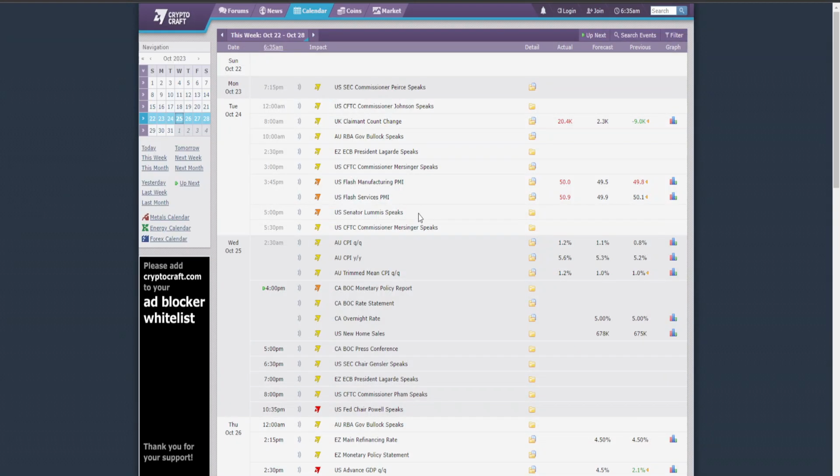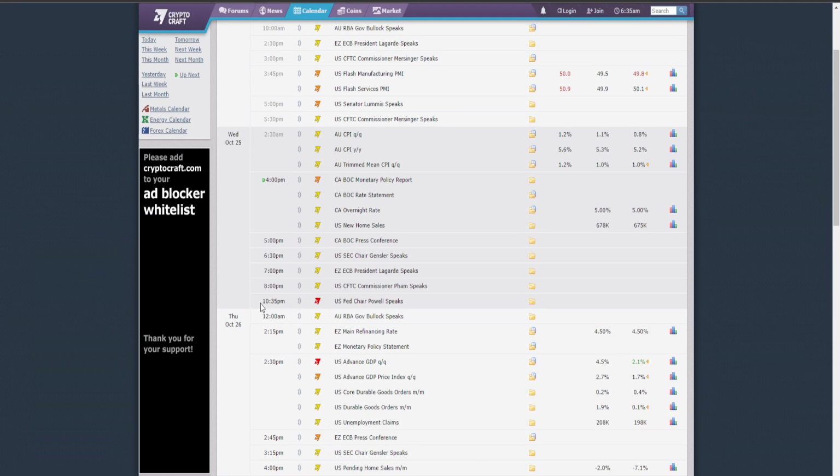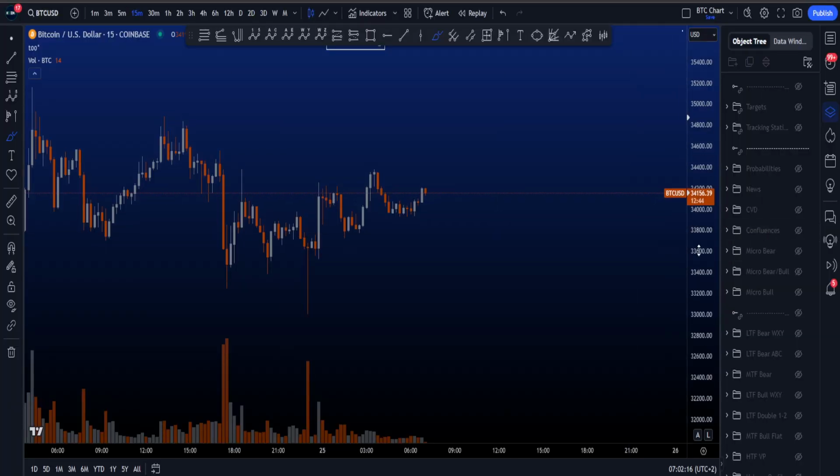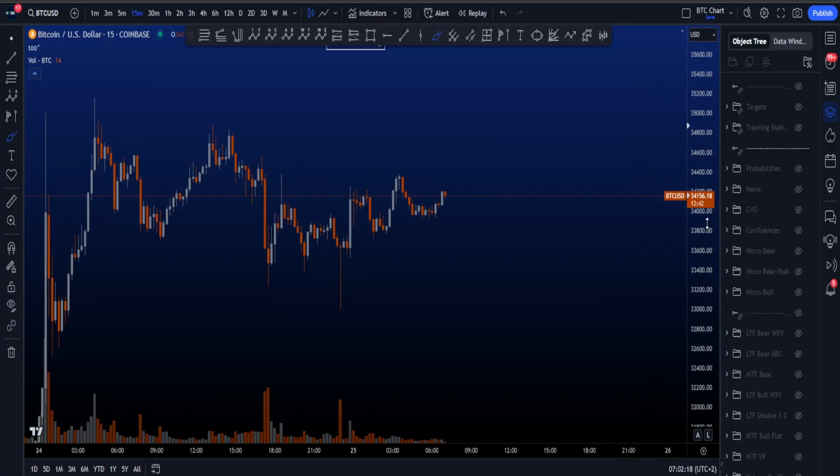Now we do have news today, but it's very late, 10:35 p.m. Central European time, so it will take a while till we're there. So let's see what price does during the day, but it can increase volatility, which is important to know.